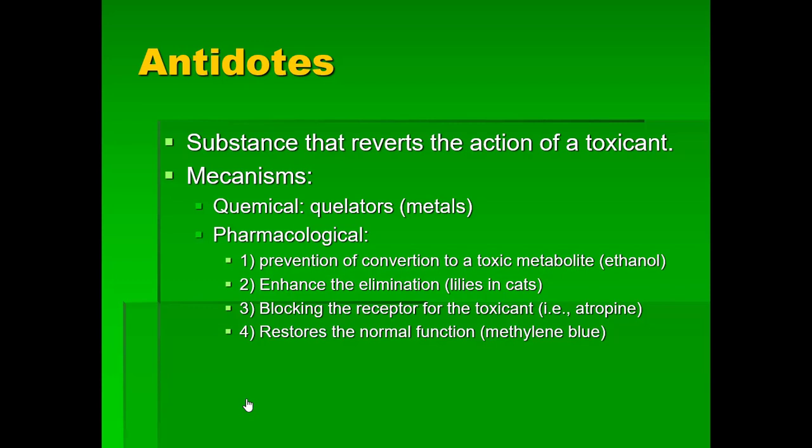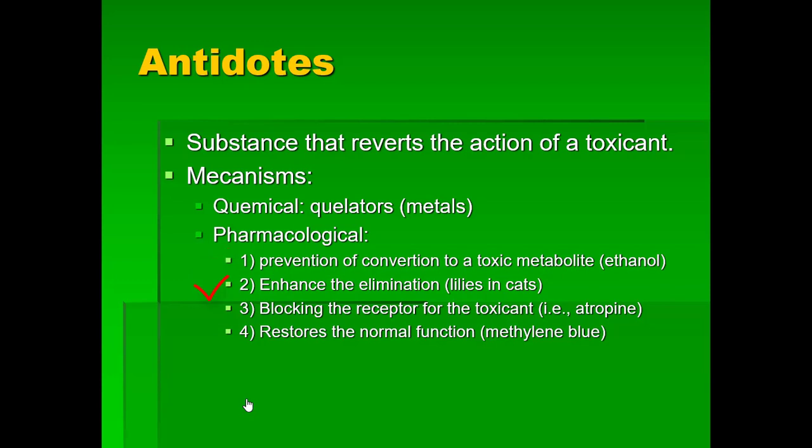Now, how do they work? One way is by directly binding to the toxic chemical and preventing it from reaching the site of action. The classical example are chelators that are used against heavy metals, but most of the antidotes are going to work through one of these other four mechanisms of action that we have here. One is preventing the conversion to a toxic metabolite. I guess the classic example is ethanol used to treat ethylene glycol.